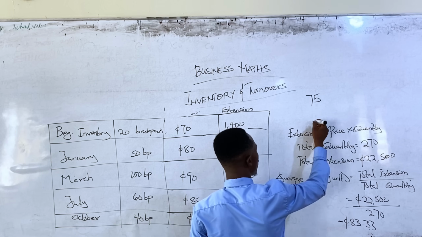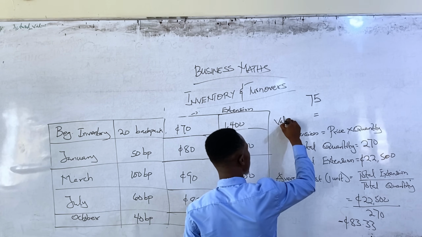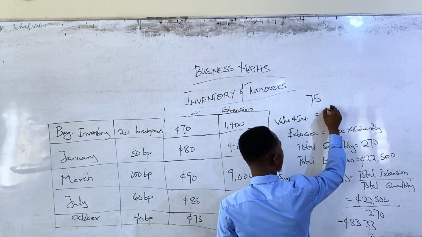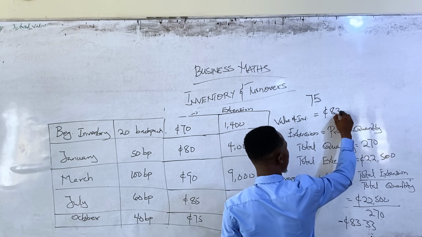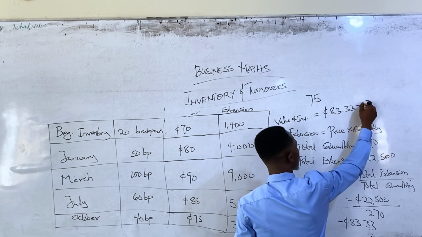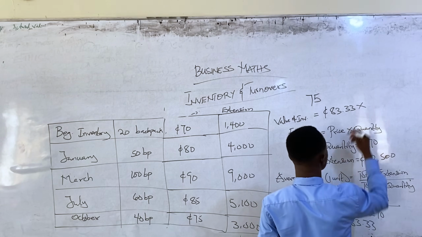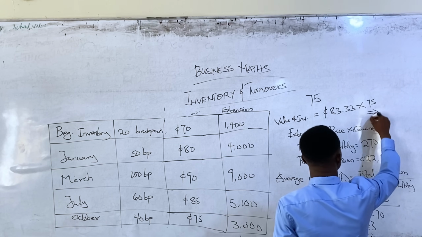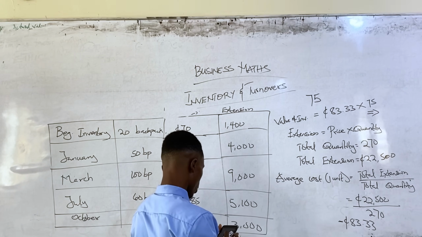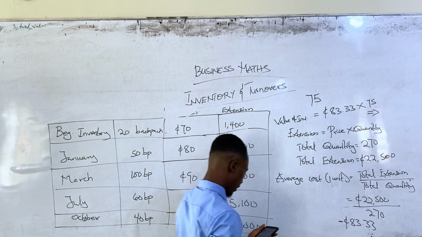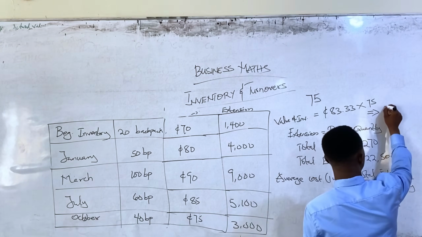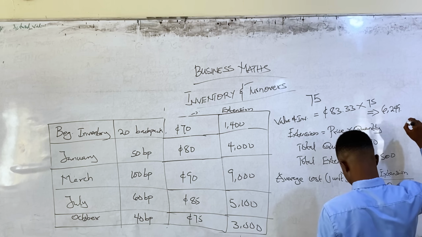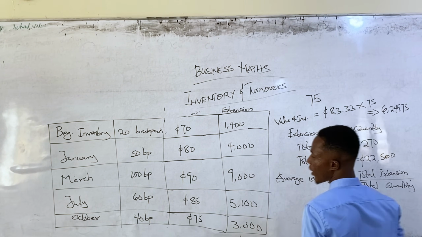So all that we are going to do is our value of inventory is going to be the price, 83.33, multiplied by 75. When you do this, what are you getting as your final answer? You are going to get 6,249.75. As simple as that.